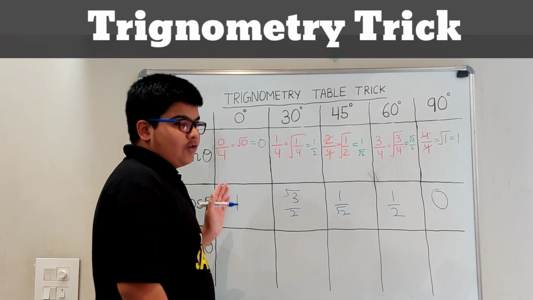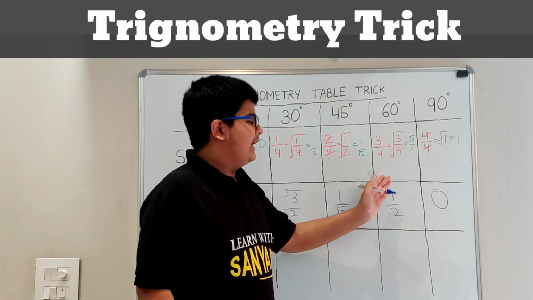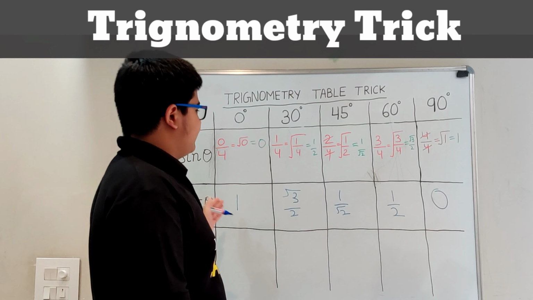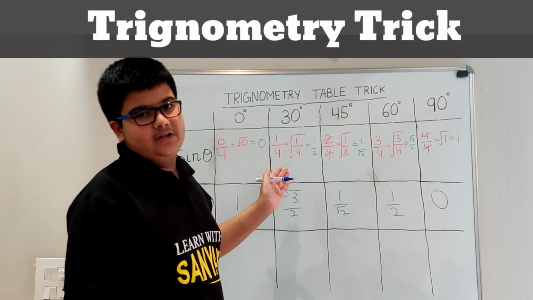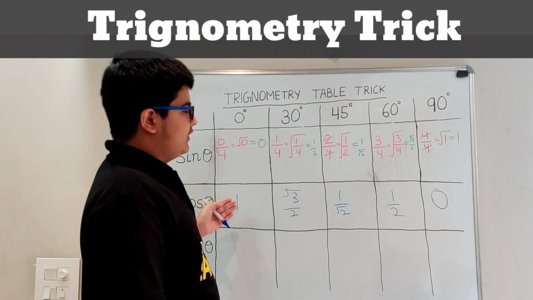So here we have the values of cos theta: 1, root 3 upon 2, 1 upon root 2, 1 upon 2 and 0, which are nothing but the reverse order of sine theta values. So if we learn the values of sine theta, then automatically we will be able to learn the values of cos theta also.